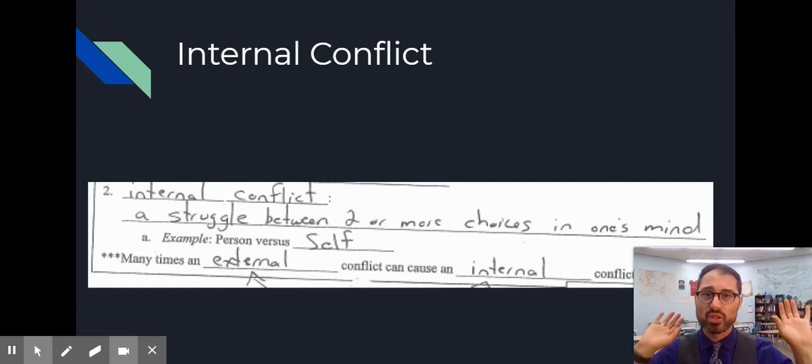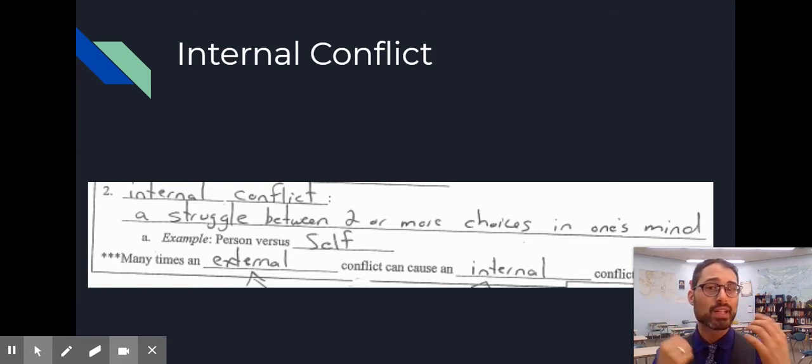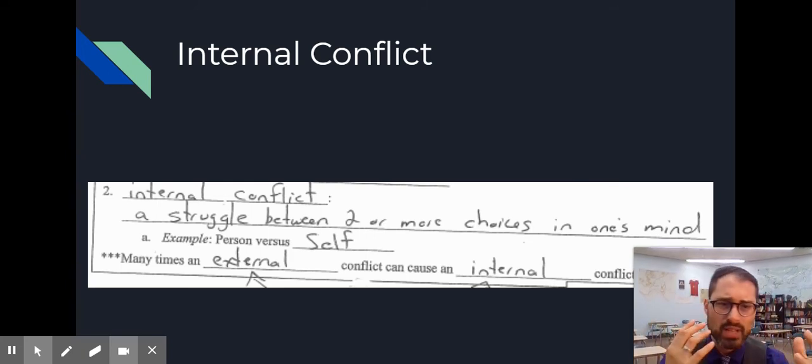This is kind of like the angel or the devil in the cartoons, where someone says do one thing and someone says no, do the other thing. This is a person versus self. It's important to know that sometimes an external conflict can cause an internal conflict. Maybe your parent yells at you in the morning, external conflict. You get to school and you start thinking, oh, maybe I should apologize. Like, no, I shouldn't apologize. She should apologize to me. Now you have an internal conflict, not sure what to do.